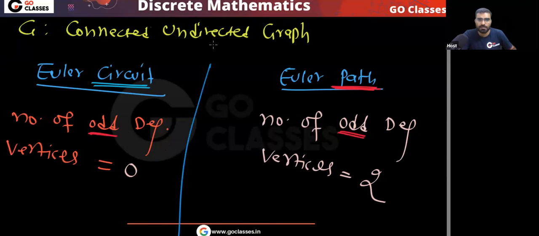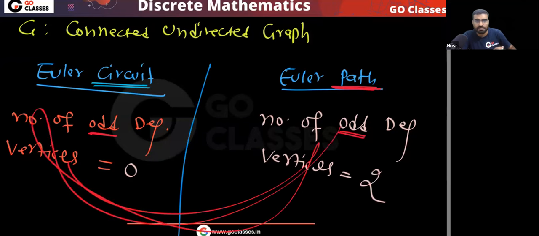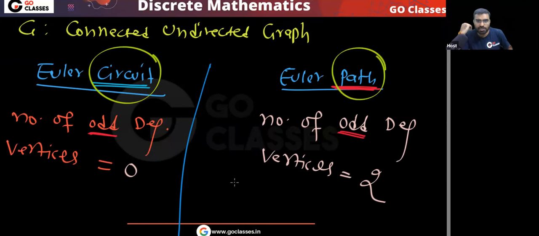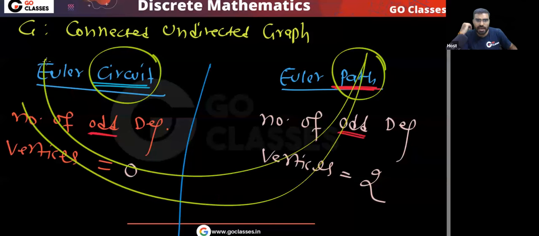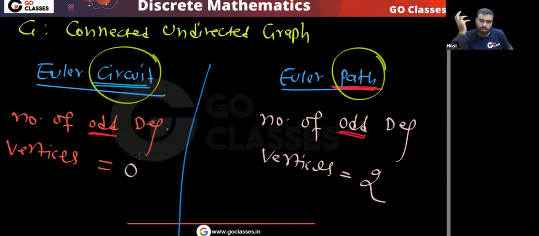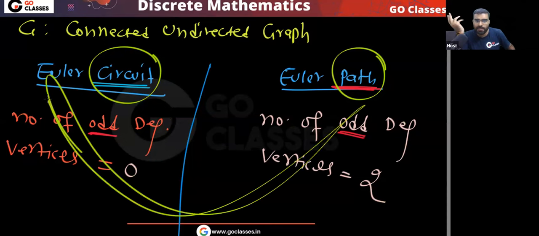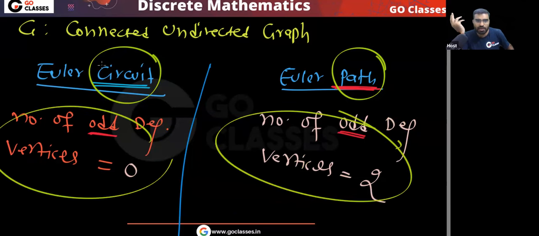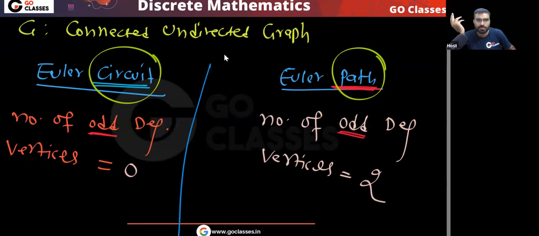So can these two things happen together? If you want Euler circuit, the number of odd degree vertices should be 0. If you want Euler path, it should be exactly 2. Can the number of odd degree vertices be 0 and 2 at the same time? These two things can never happen together. If this happens, then this cannot happen, and if this happens, then this cannot happen. Is this clear?